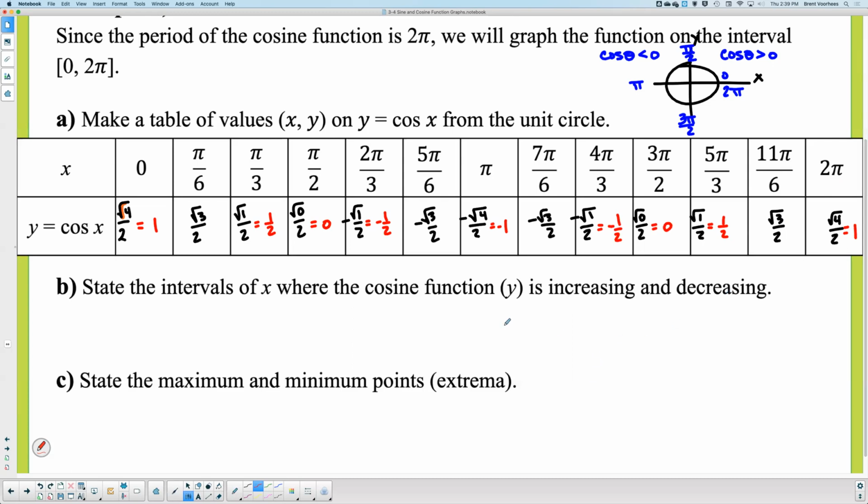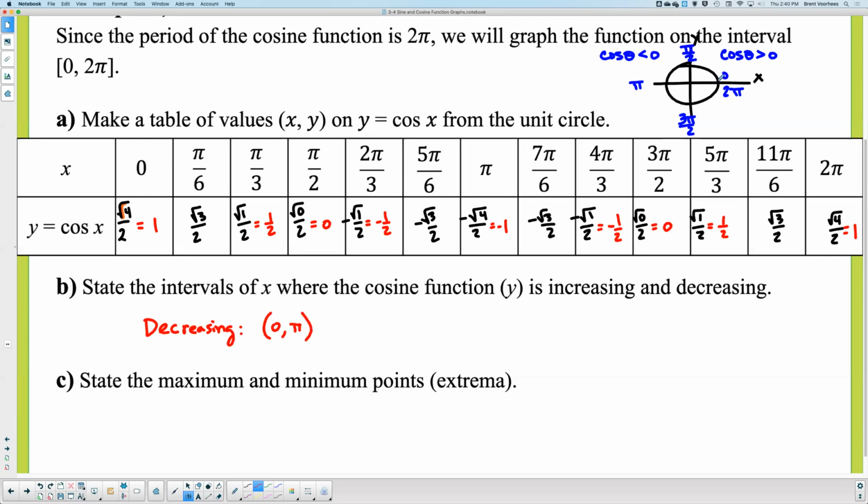Okay, state the intervals where cosine is increasing. So what happens at the start on cosine? It's positive and it is decreasing. What's happening on the x-axis as we go around the circle? We decrease. We decrease from 0 to pi. That's what we do first.